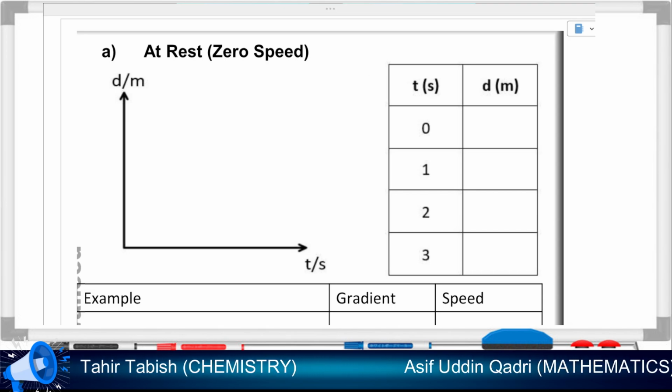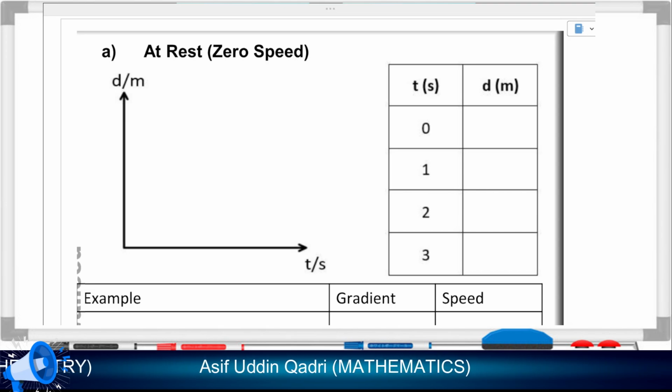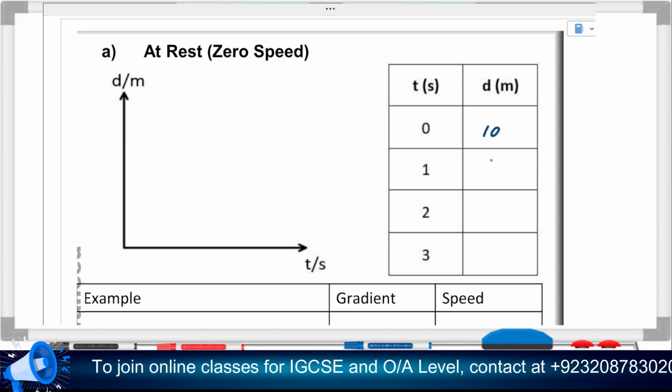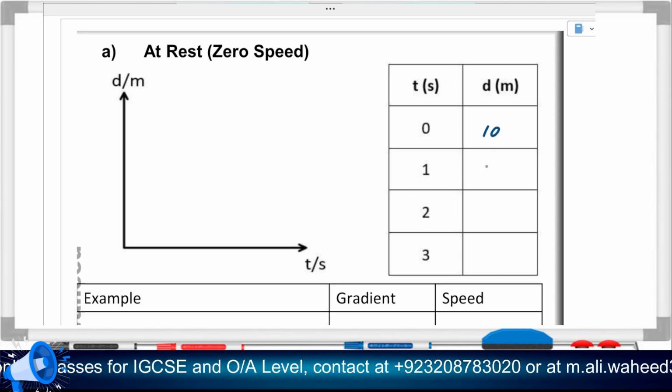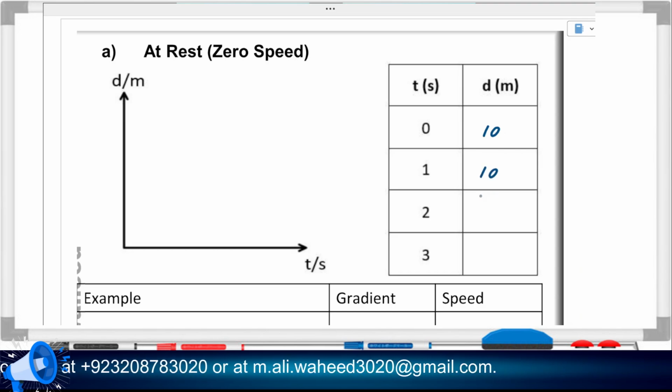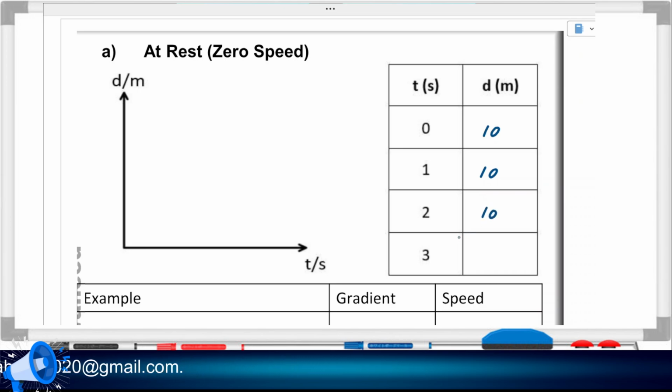So I'm going to place some of the data here, and we'll analyze the data to plot the graph. So when time was 0, the distance covered by the object was, let's say, 10 meters. After 1 second, it has still covered a distance of 10 meters. The overall distance is once again 10 meters. After 3 seconds, the overall distance is once again, or still, 10 meters.